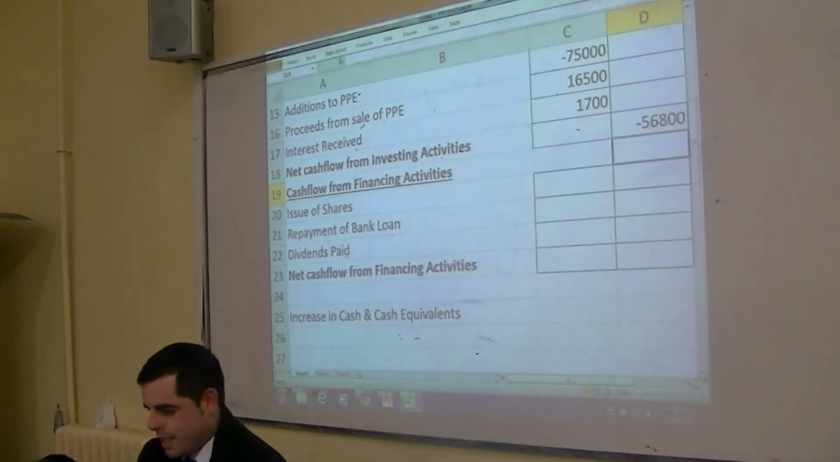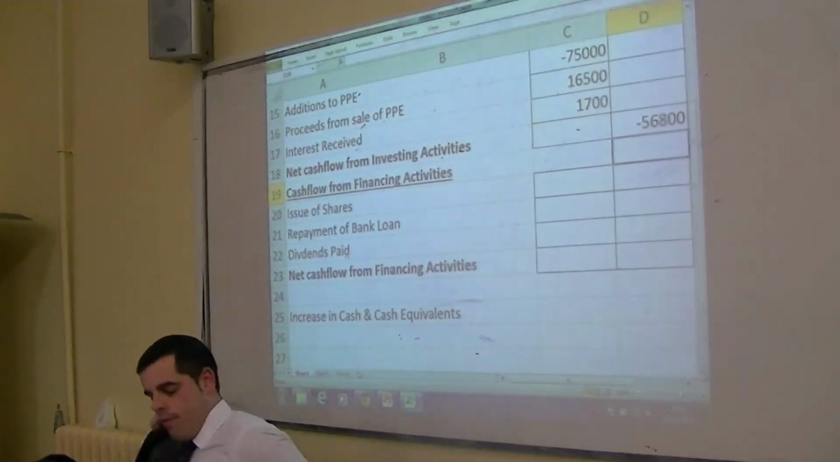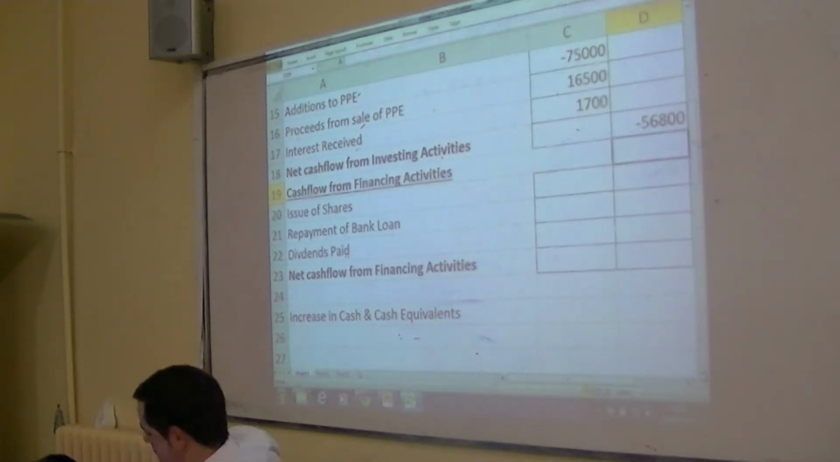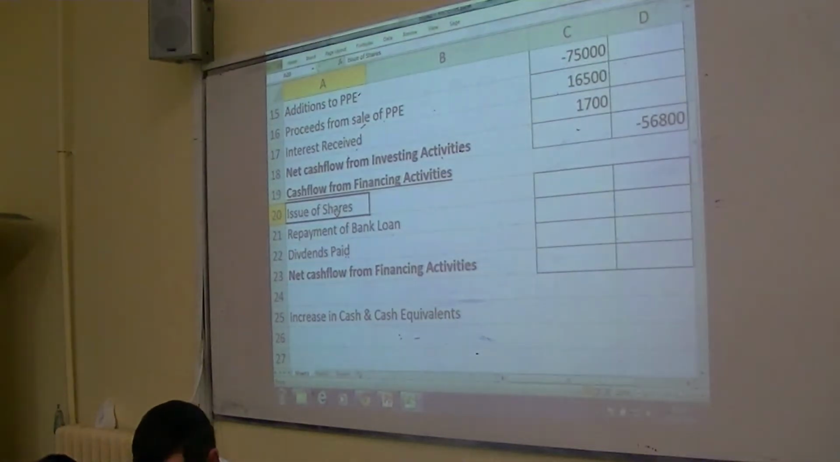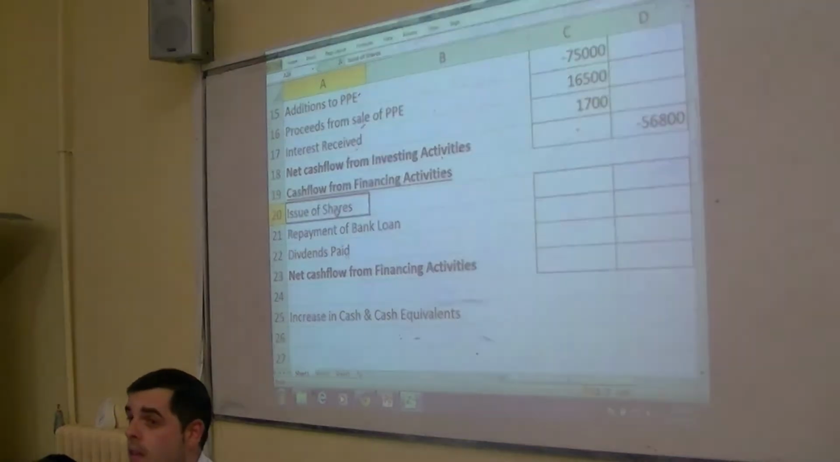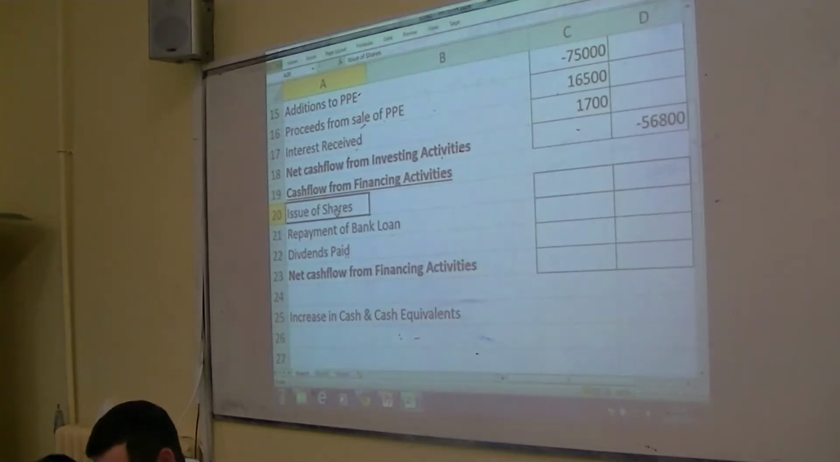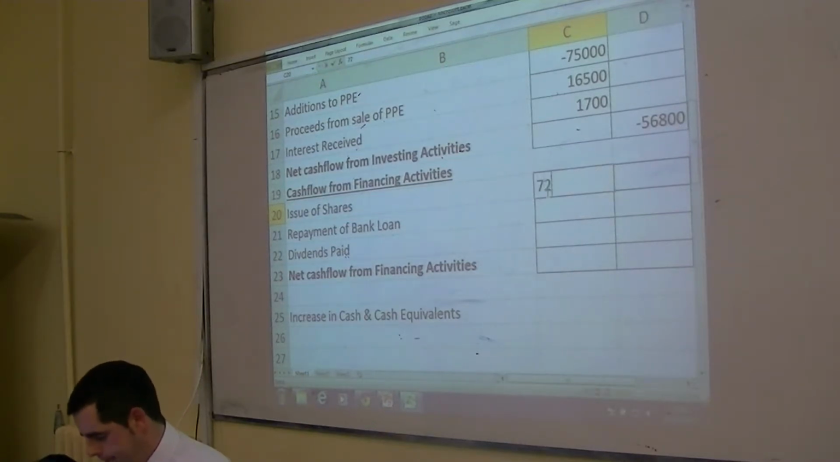Right, last section is our financing activities. So we're looking for the shares. If we go back to our statement of financial position, and look at our shareholders' equity, our share capital has gone up and our share premium has gone up. Our share capital has gone up by 48 and our share premium has gone up by 24. You'd only work out the number of shares if you're looking for the number of shares. So 48 and 24 is 72. And that's positive, yeah. 72.